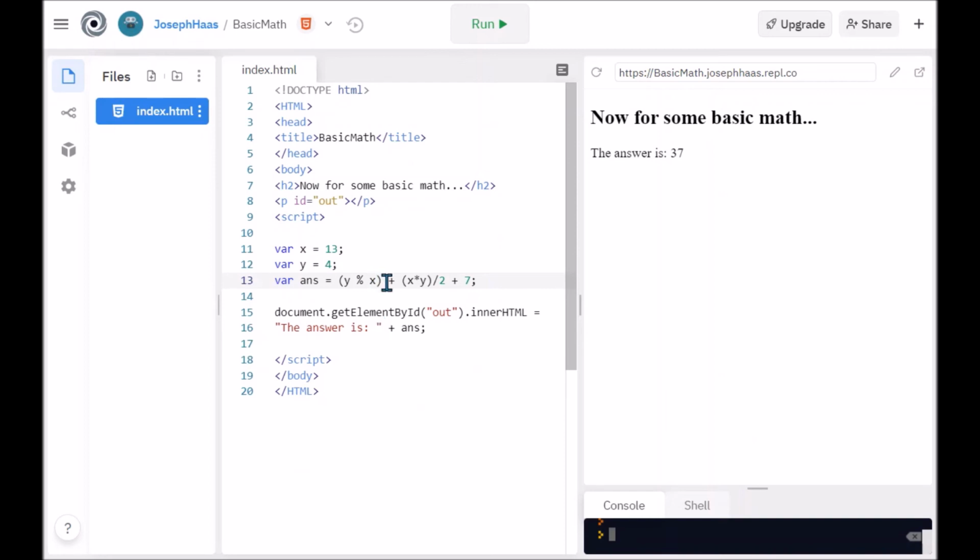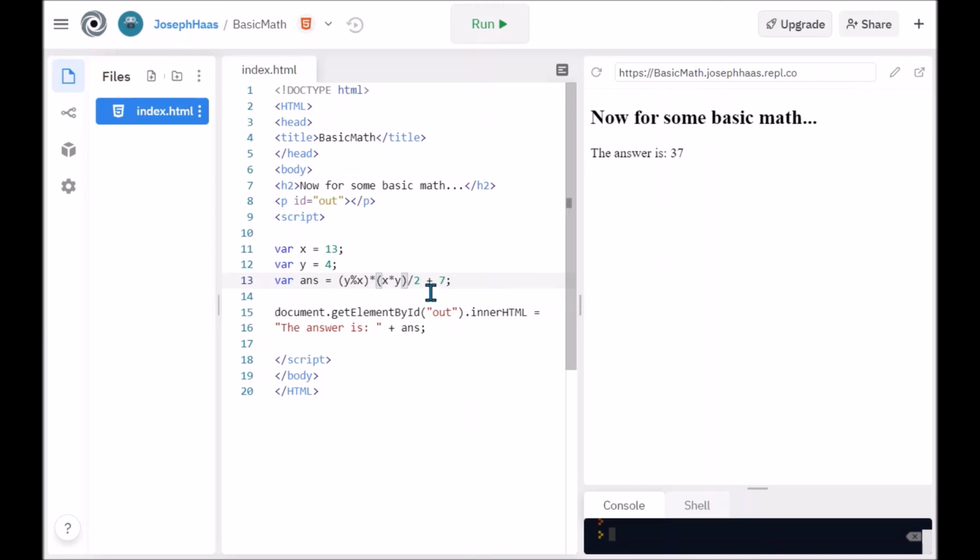Sometimes students make the mistake of putting parentheses next to each other like this, thinking that this is going to multiply, because if you enter this into your calculator, it thinks you're multiplying. JavaScript does not know that. You can't just stick parentheses next to each other. You have to have an operation here. If I want to multiply, I have to say multiply.